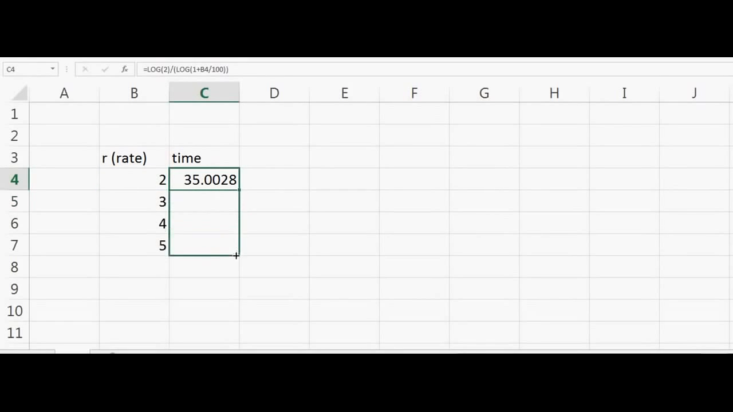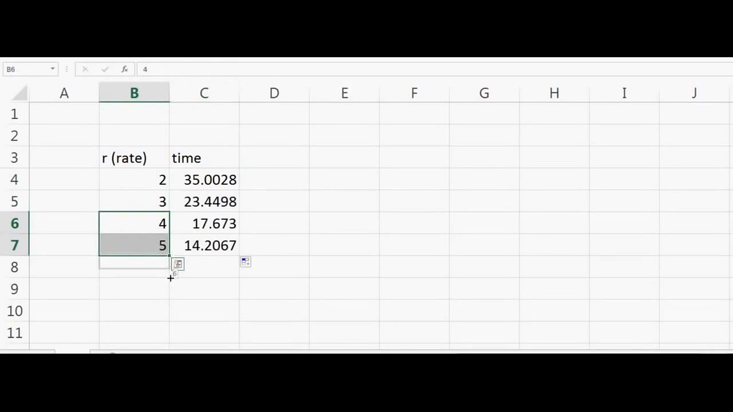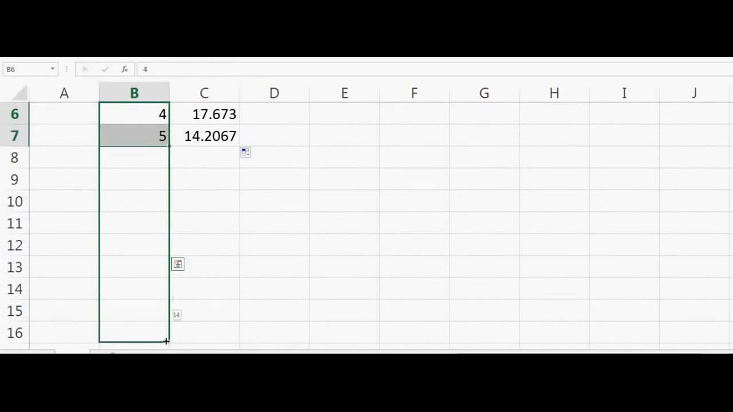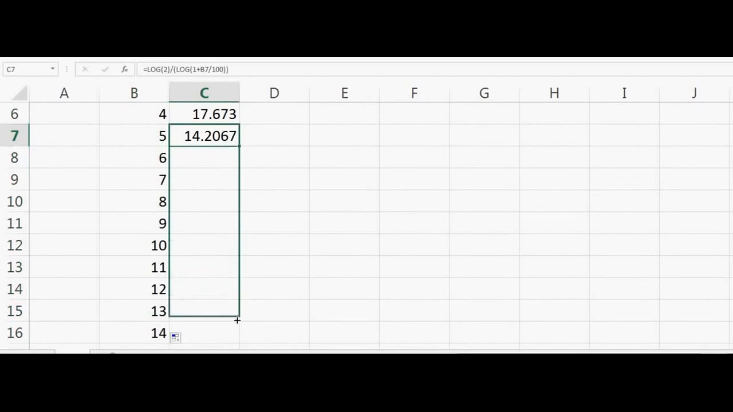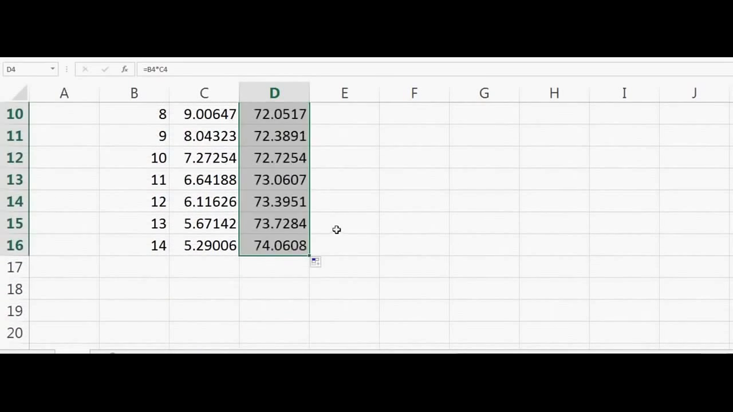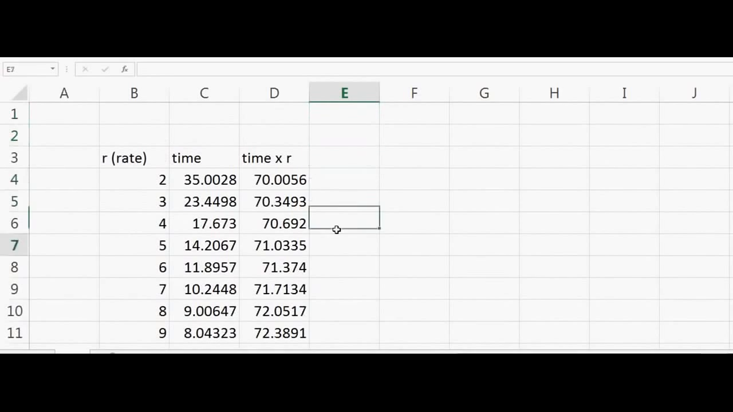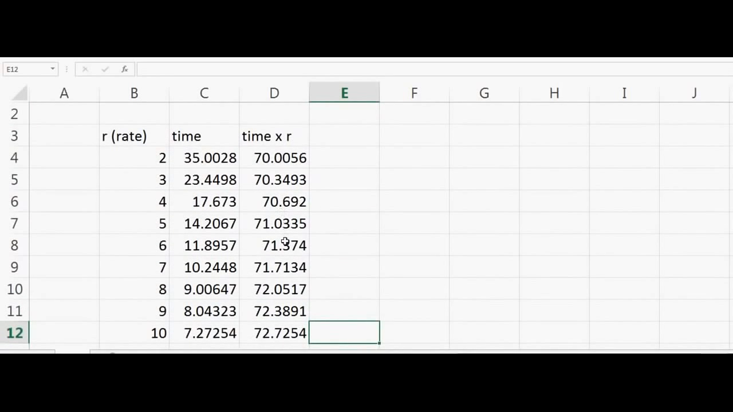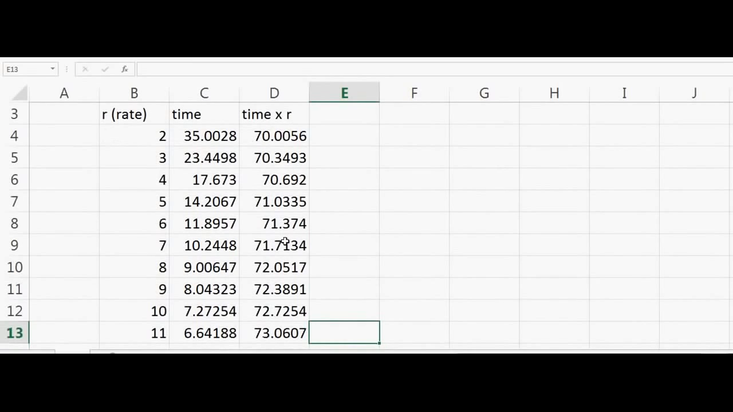So we can keep doing this, and we can also generate a table for all the r's and these numbers, right? So now if you look here, if you multiply time with r, that will be equal to 2 into 35, so that is 70.0056. So this is very close to 72. If you keep doing this, you will see that all the numbers are close to 72. So 70.3, 70.6, 71.